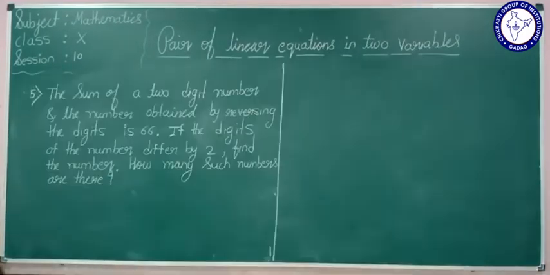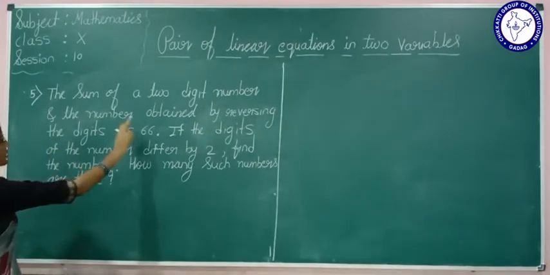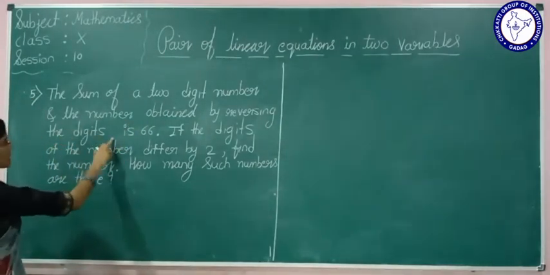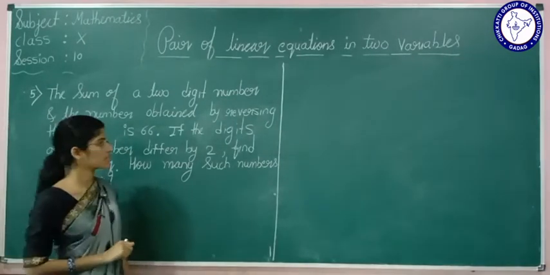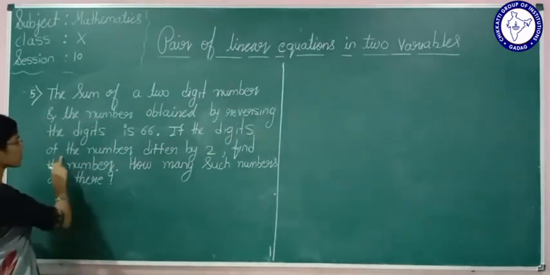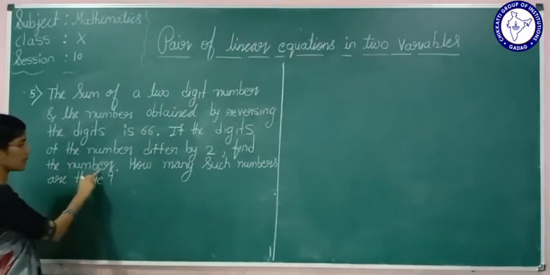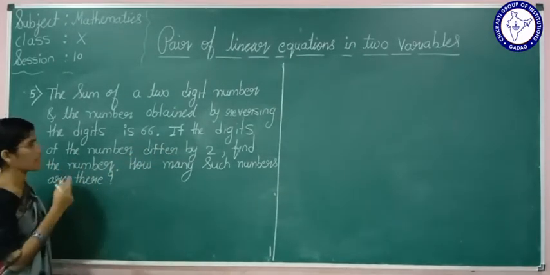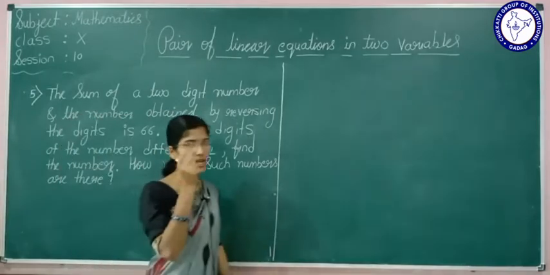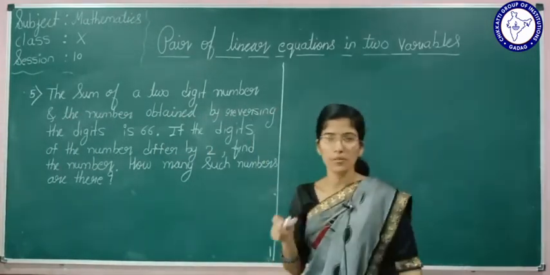Now we will see the fifth question. The sum of a two-digit number and the number obtained by reversing the digits is 66. If the digits of the number differ by 2, find the number. How many such numbers are there? They are telling that we have to take any two-digit number.